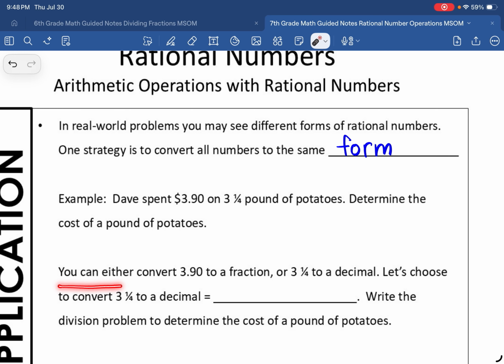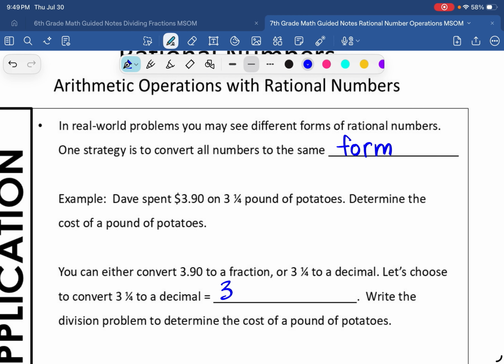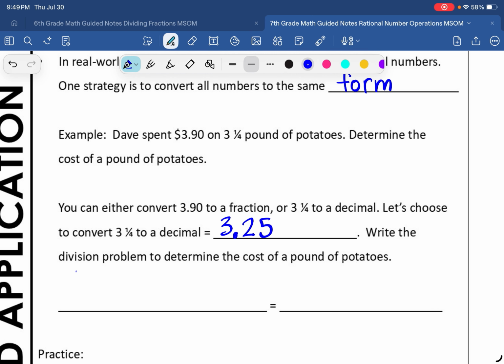You can either convert $3.90 to a fraction or 3 1/4 to a decimal. Let's choose to convert 3 1/4 to a decimal. I know that 1/4 is 0.25, so 3 1/4 is going to be 3.25. Write the division problem to determine the cost of a pound of potatoes. So if he spent $3.90 on 3.25 pounds of potatoes, and I want to figure out the cost of 1 pound of potatoes, I'm going to take 3.90 and divide it by 3.25.